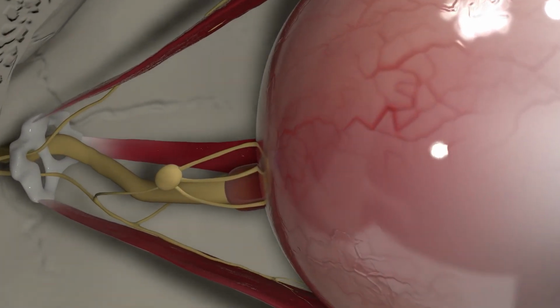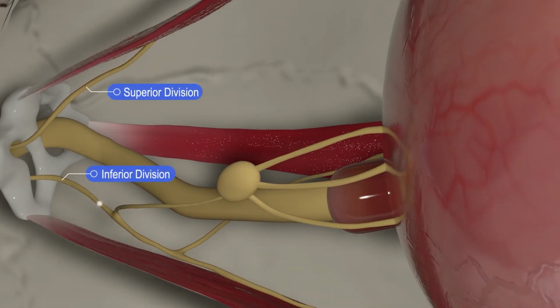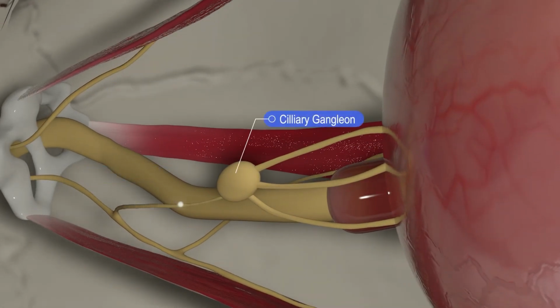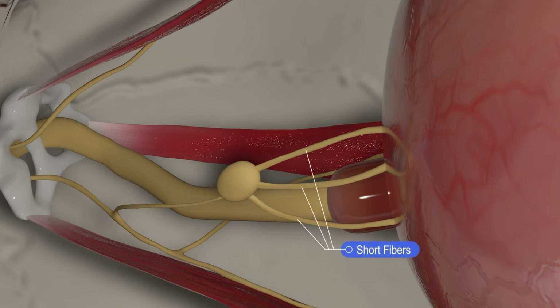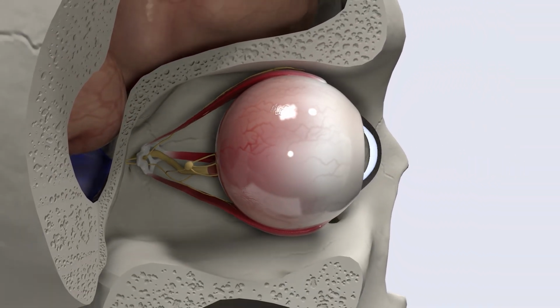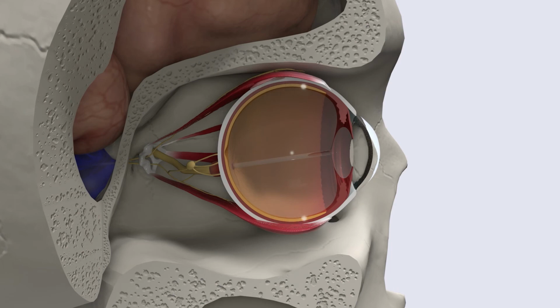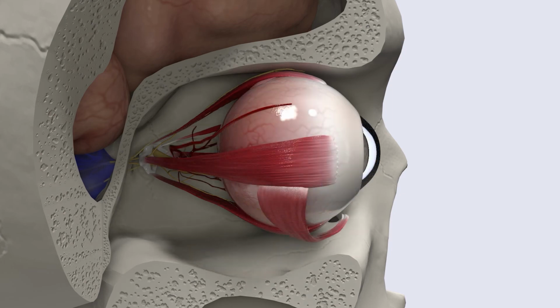Parasympathetic presynaptic fibers split from the inferior oculomotor division and synapse at the ciliary ganglion. Postsynaptic short ciliary nerves, the last neurons of the pupillary light reflex, transmit impulses from the ciliary ganglion to the ciliary and sphincter pupillae muscles. This narrows the diameter of the pupil, completing the parasympathetic pupillary light reflex.